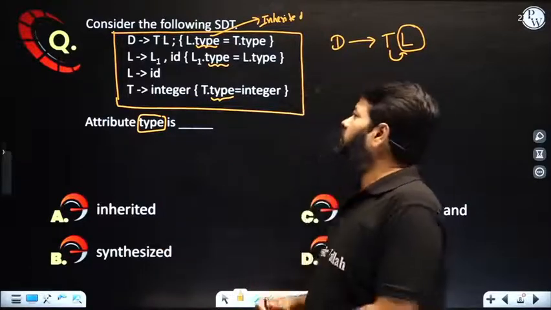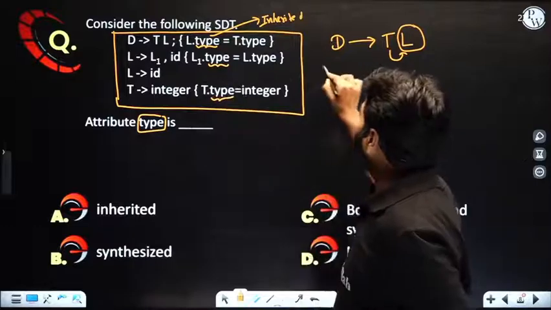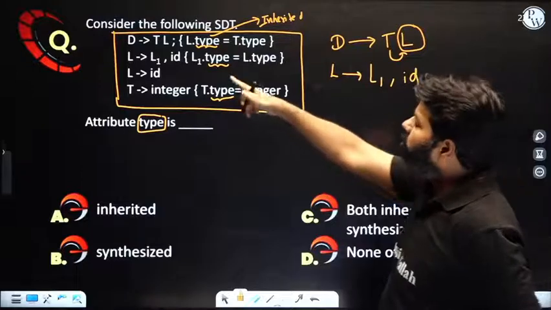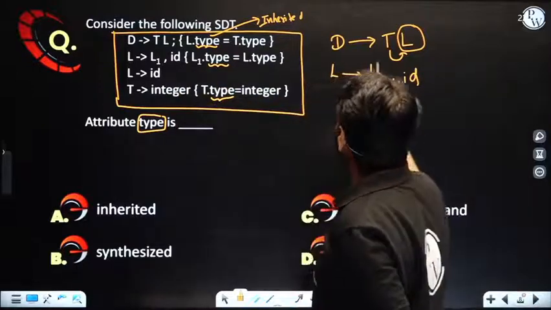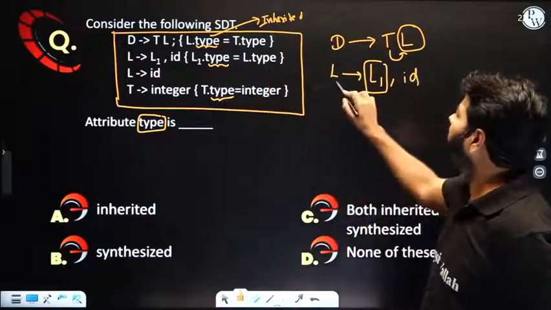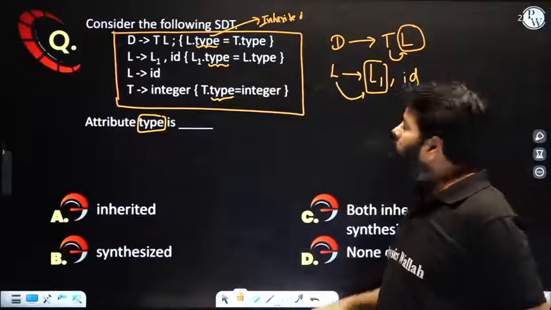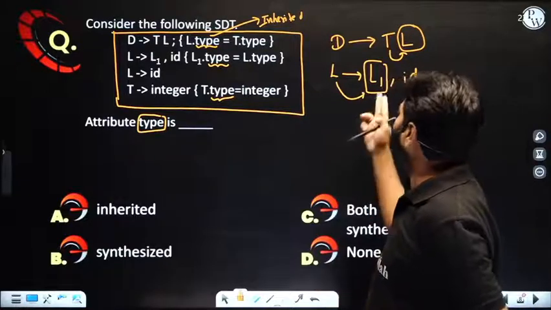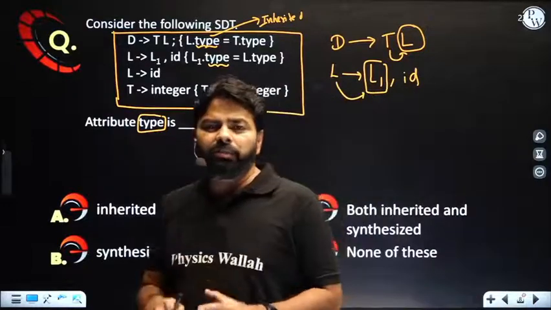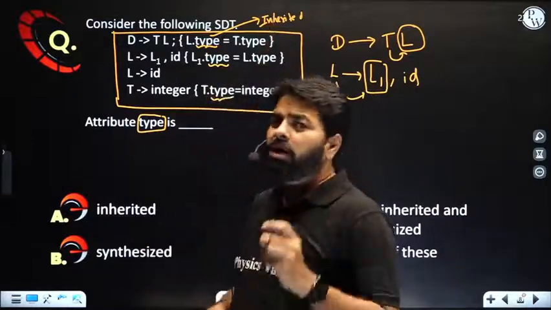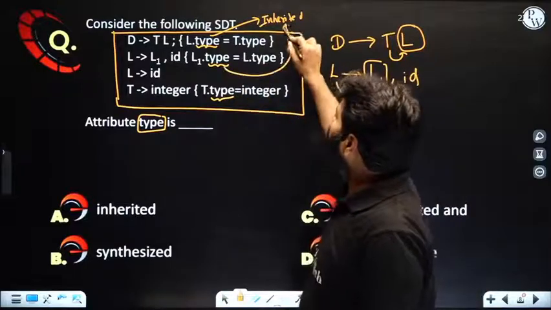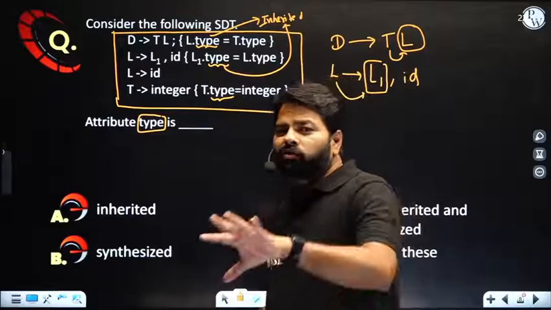Try to understand. The second one, L arrow L1 comma ID. Now, where are you trying to compute here? At L1. At this position you are trying to compute, by depending on whom? Parent. You are trying to depend on L. So what is this definition? When you compute something by depending on parent, it is called what? Inherited attribute definition. So this is also inherited. If this also follows inherited, your job is over.